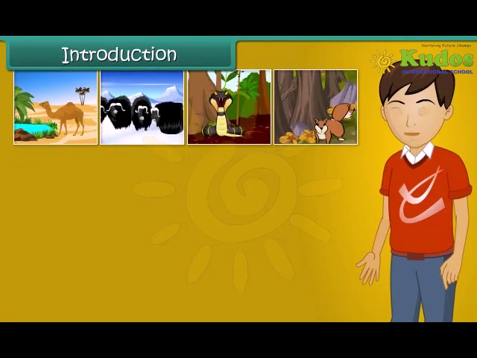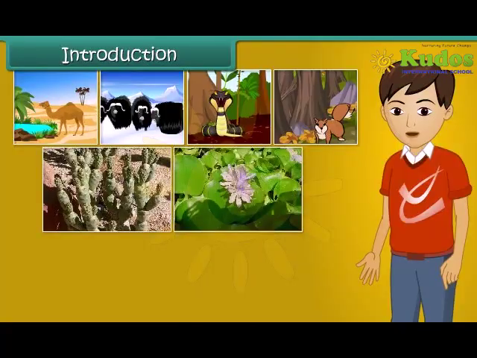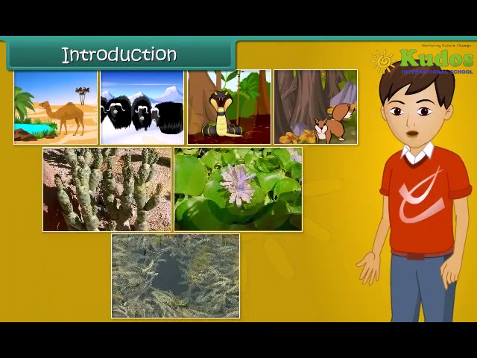Similarly, plants like cactus, water hyacinth, and hydrilla are also different in their physical appearance and behavior. All plants and animals develop different features that help them to survive in their surroundings. Let us learn more about the living organisms and their surroundings.